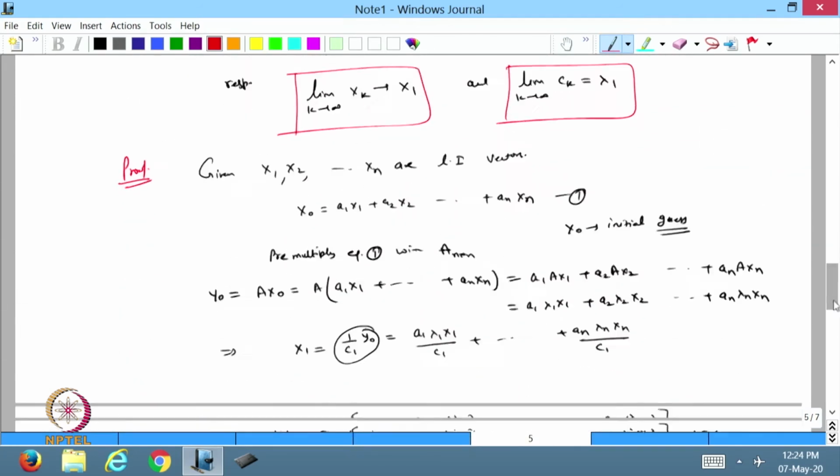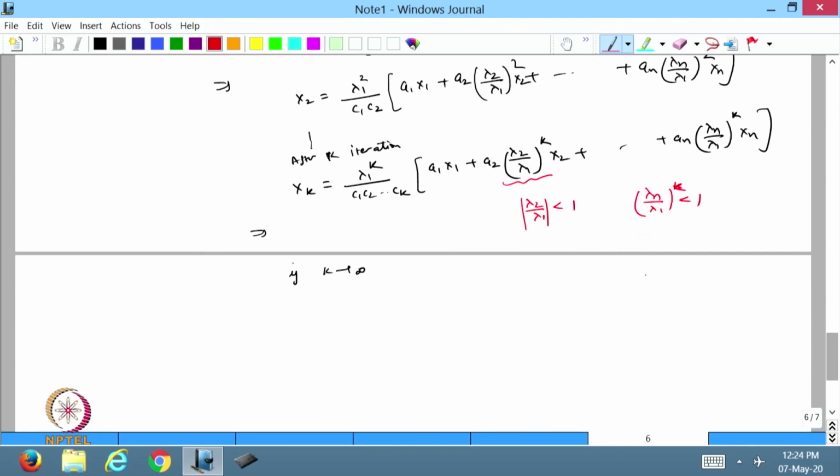It may happen. So, let us see what will happen. Suppose I take lambda 1 is equal to minus 8, and lambda 2 is 4 and lambda 3 is minus 2. Then what will happen? In magnitude, this is the highest value.